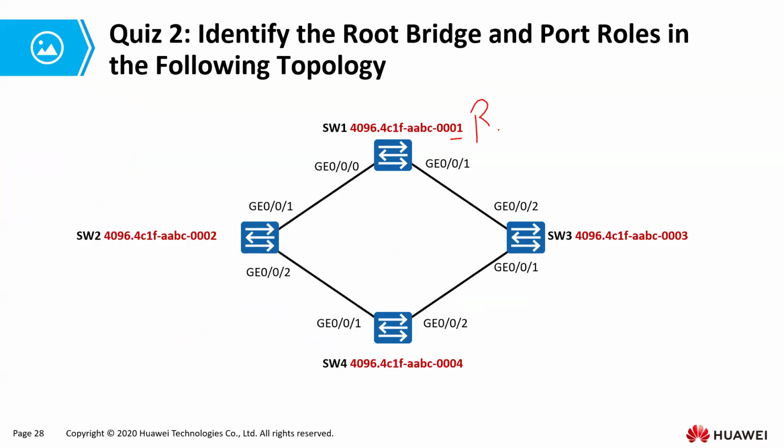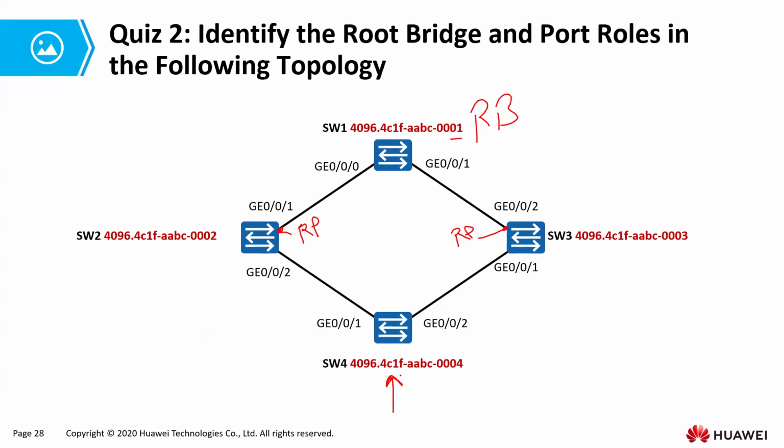So this is our root bridge. From there, root ports. By default, this one becomes the root port. This one becomes the root port. What becomes our root port here?